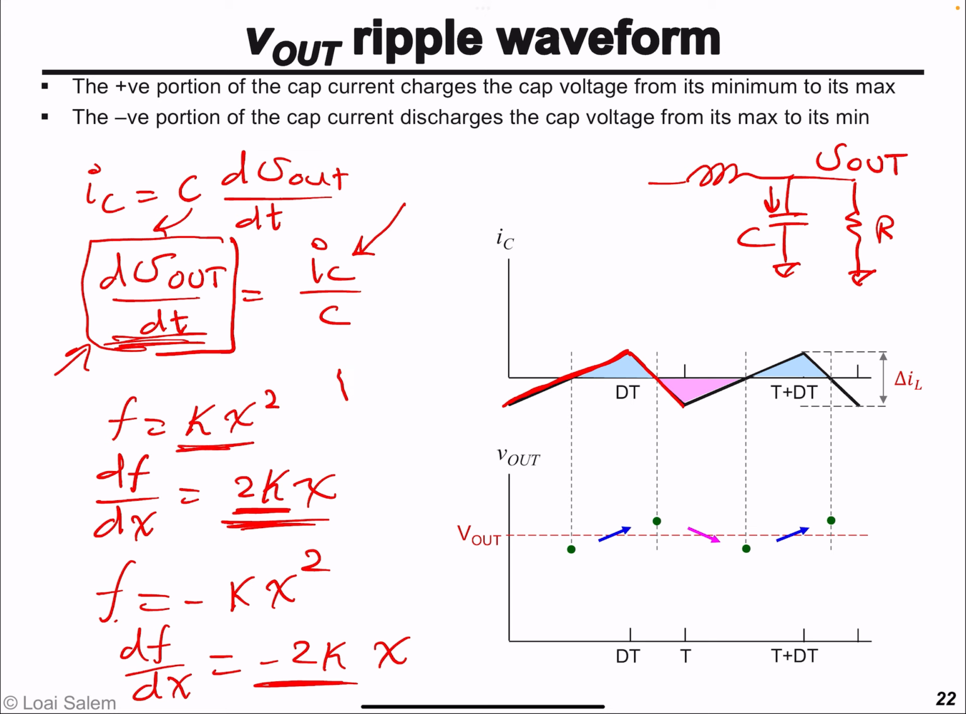Kx squared looks like a U character pointing upward. On the other hand, minus kx squared looks like a U character pointing down. So now at this point, this is a minimum, and this is a maximum value. As we said, all of this is charge being injected, so it will take the capacitor voltage from its minimum value to its maximum value.